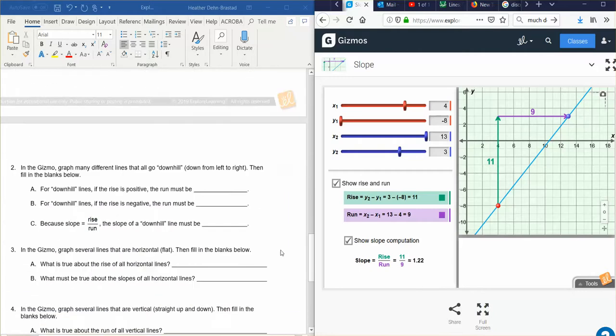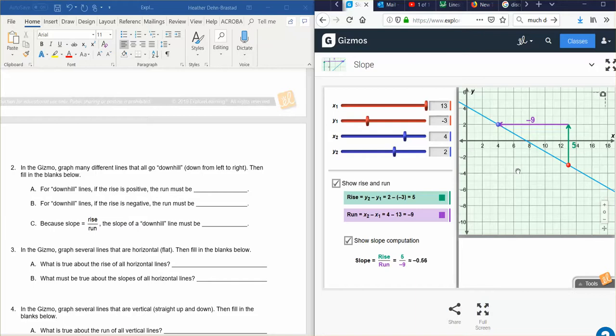Okay, then you're going to make some downhill slopes. That means as you go from left to right, you will go down the hill, like you're sliding down the hill instead of climbing up it. Here's one example of a downhill slope. We have a rise that's negative and a run that's positive. Let's put the red dot on the bottom and the blue dot on the top and make another downhill slope. There's another downhill slope. This time the rise is positive and the run is negative.